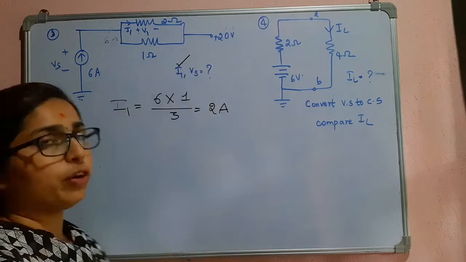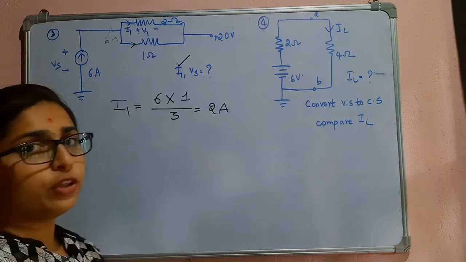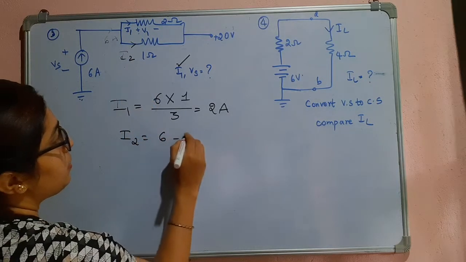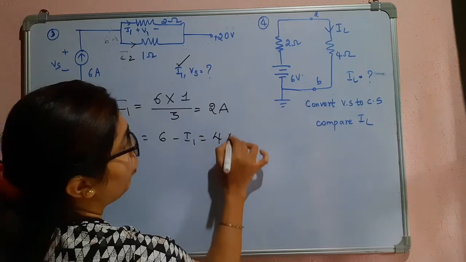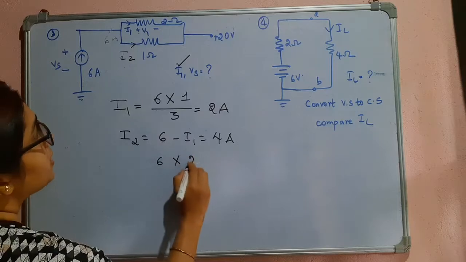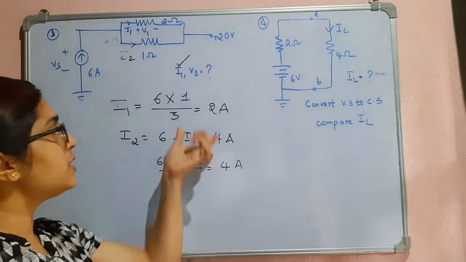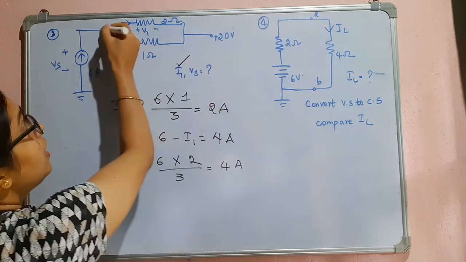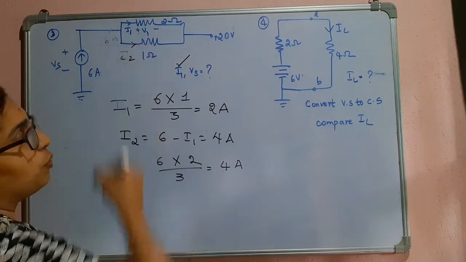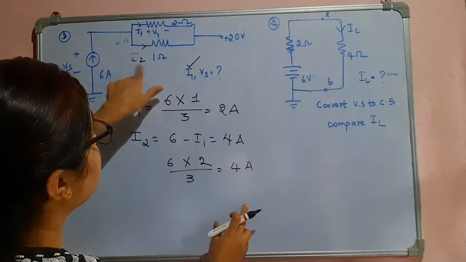So now we have found out the value of I1. Similarly, if they had asked you what is the current flowing through the 1 ohm resistor, I2, you can write I2 is equal to 6 minus I1, that is equal to 4 ampere. Or if you want to use the current divider rule, you can also follow that. Using the current divider rule, this is the total current. So if 2 ampere flows here, out of 6, 2 here, 4 will be through the 1 ohm resistor. So 4 ampere is the current flowing through this.